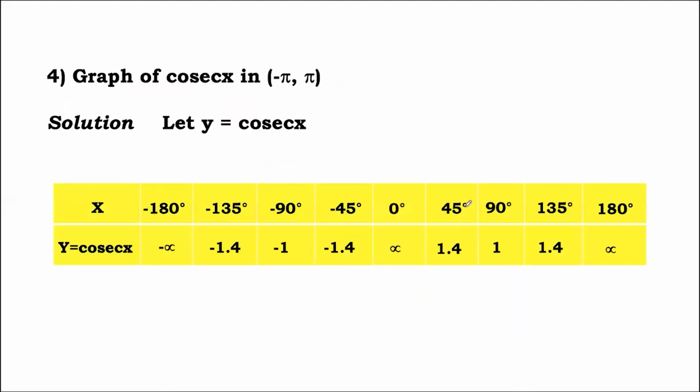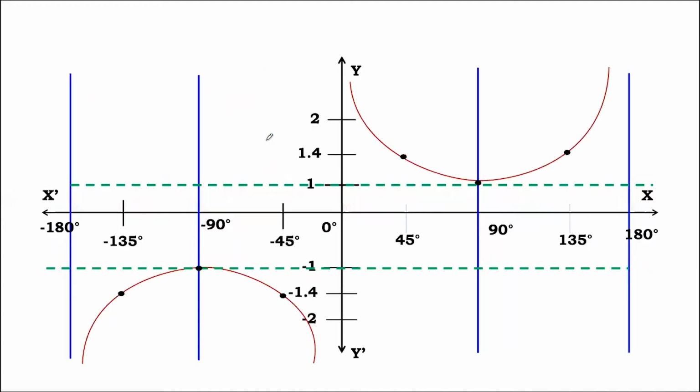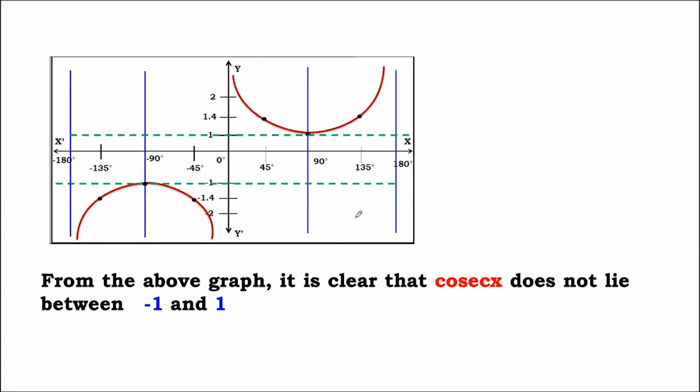Then again, cosec will be the reciprocal, 1 by sin x. Again, the cosec value will always be greater than or equal to 1 or less than or equal to -1. So the graph will go greater than 1 or less than -1. Between -1 to 1, no graph is possible for cosec as well as sec. So in this portion we know how to draw the graph. As we have seen, cosec and sec do not lie between -1 to 1. This could be the graph.